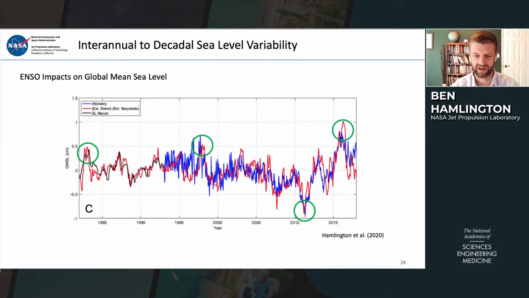I've circled a couple areas in green there. In 1982, 1983, there was a pretty big El Nino. 1997, 1998, again, another El Nino. In 2010, 2011, there was a very strong La Nina. That's the opposite phase from El Nino, where you have decreasing sea level in the Eastern Pacific and increasing sea level in the Western Pacific. And it turns out that these climate signals drive precipitation patterns and the movement of water between land and ocean, and can impact global mean sea level, as well as on these regional scales.